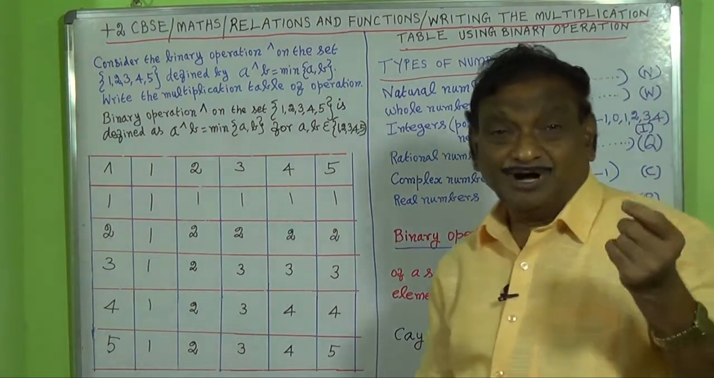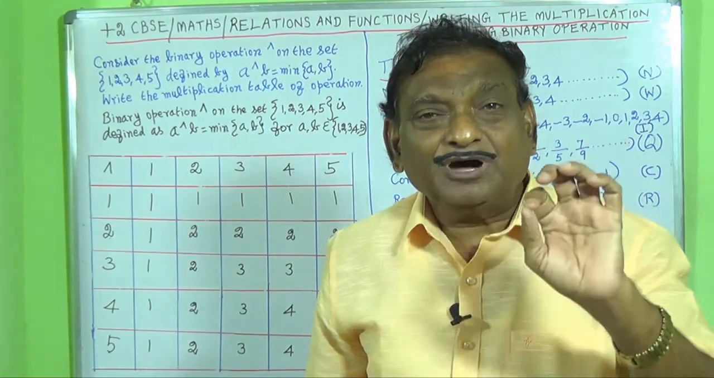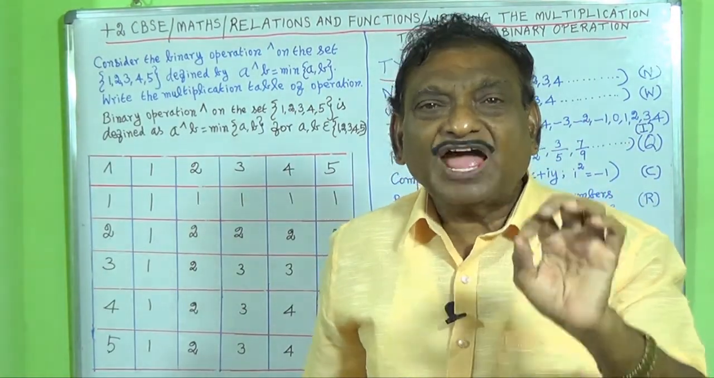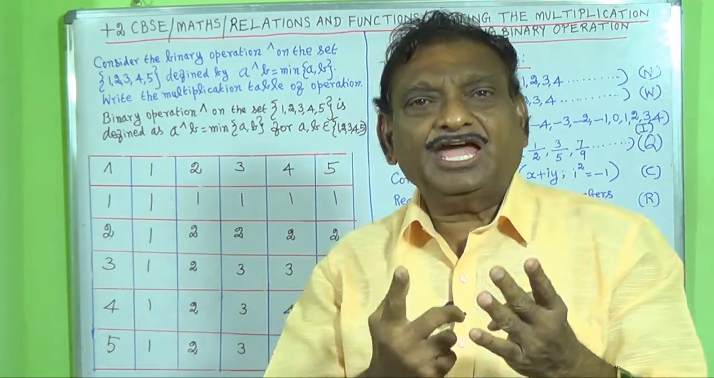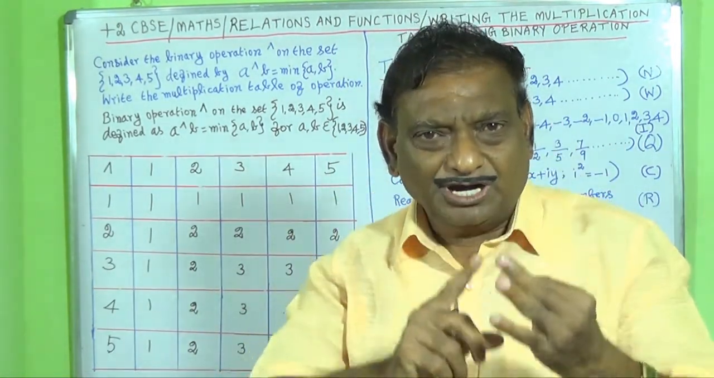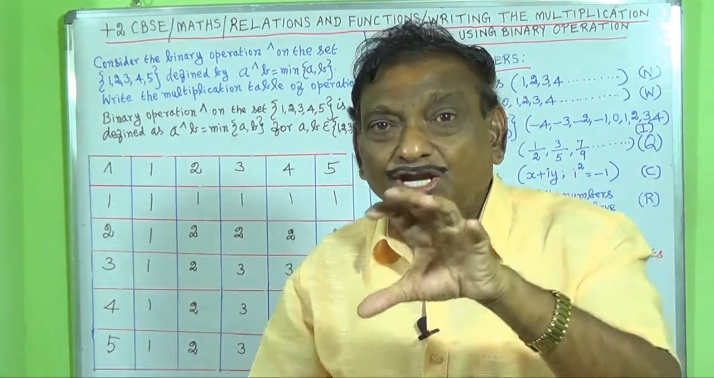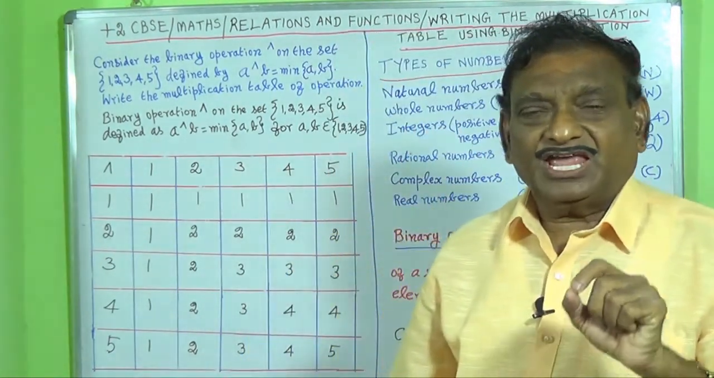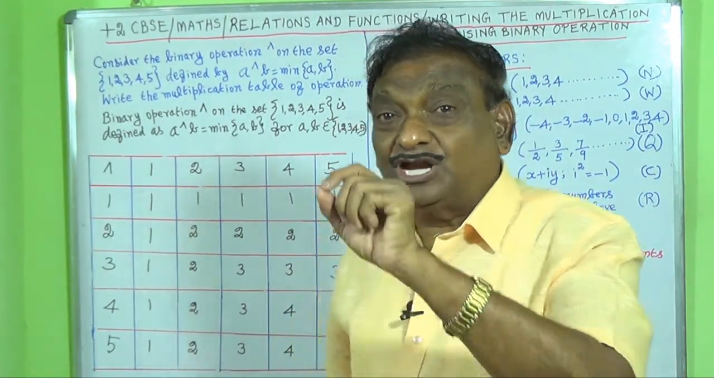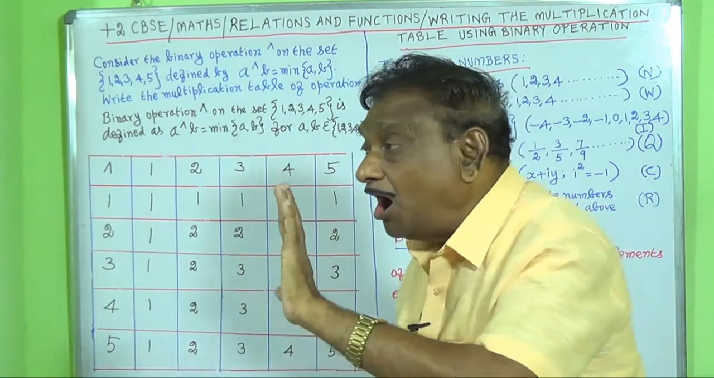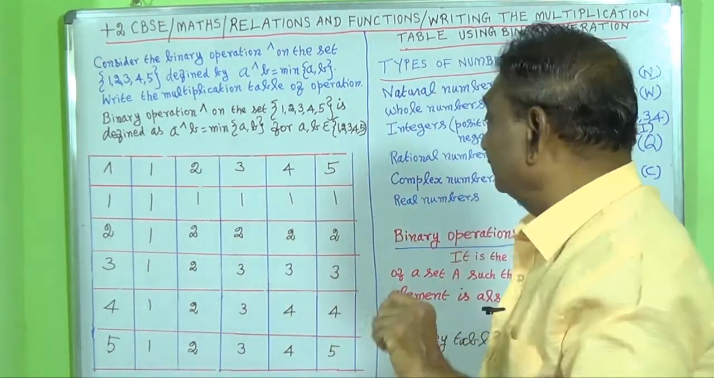Then rational numbers. What are the rational numbers? The rational numbers are fractional numbers. In these rational numbers, natural numbers, whole numbers, positive integers, negative integers are included. The rational numbers are denoted by the letter capital Q, not by capital R.